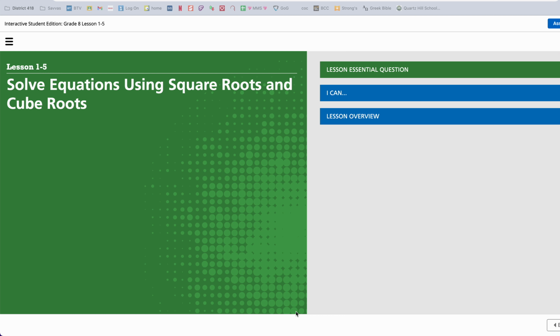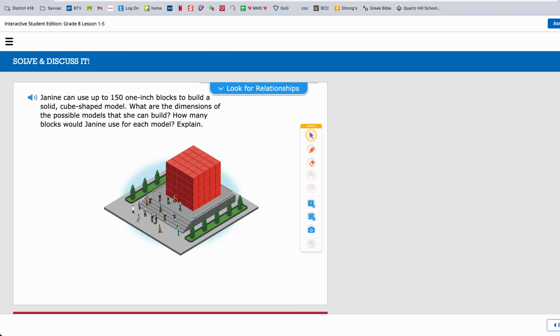Recording. We are live. Okay, so we are doing lesson 1-5, solving equations using square roots and cube roots. Our warm up today, there we go. The warm up.